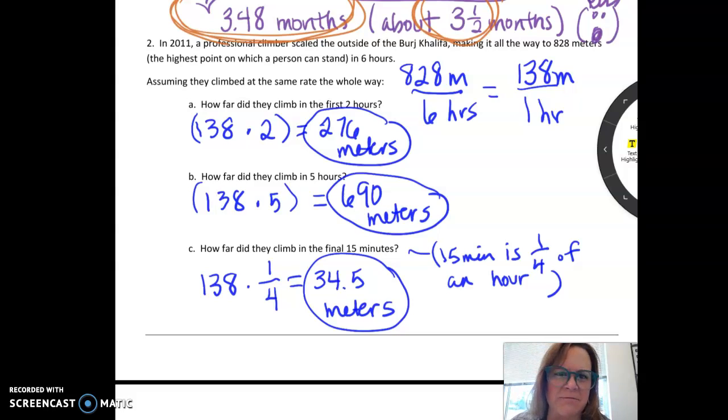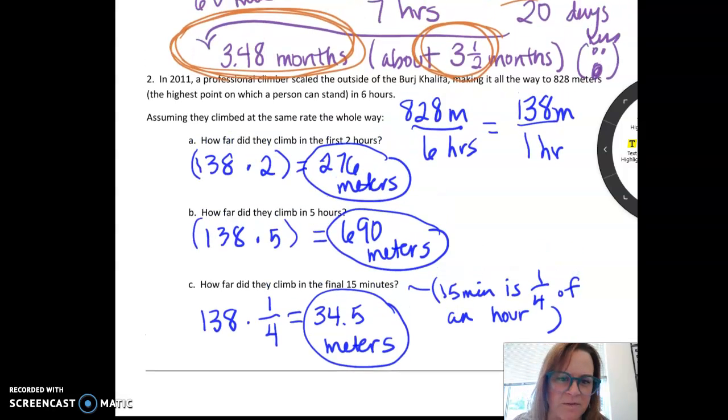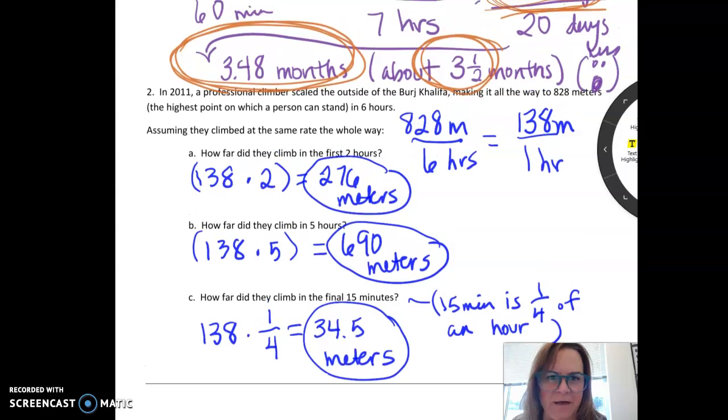The next part of this talks about this climber, this professional climber, and he scales the outside of the Burj Khalifa, and he makes it all the way to 828 meters, which is the highest point a person can stand, in just 6 hours. That's pretty amazing. He did not use any ropes. In fact, in class, we're going to watch a little video of this once most of the students have gotten to this point in the unit.